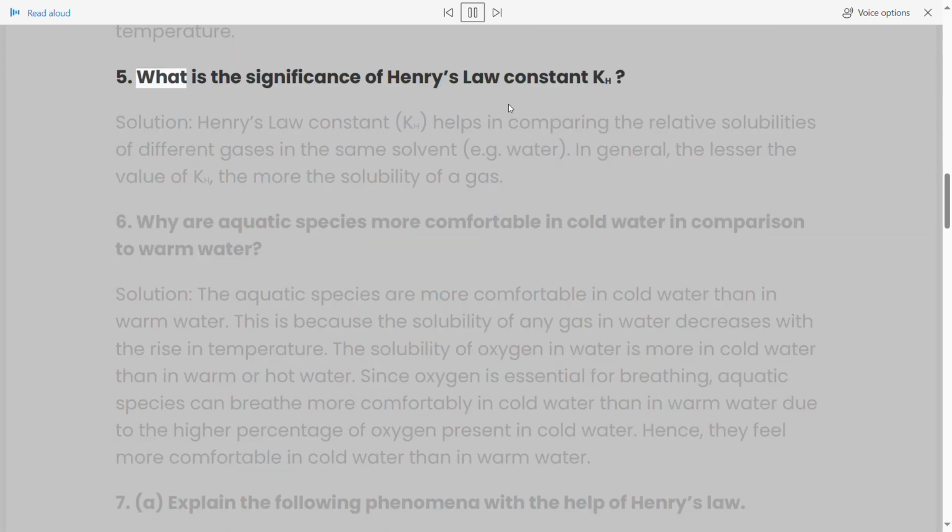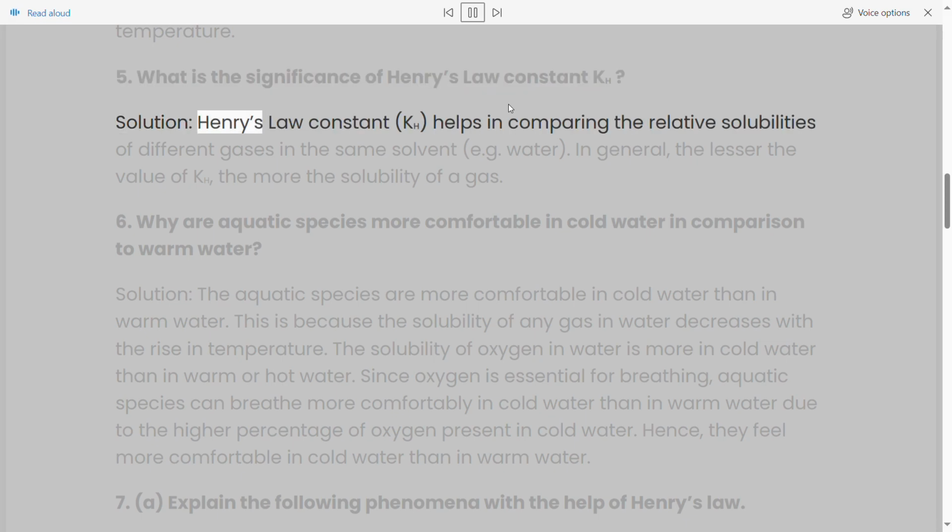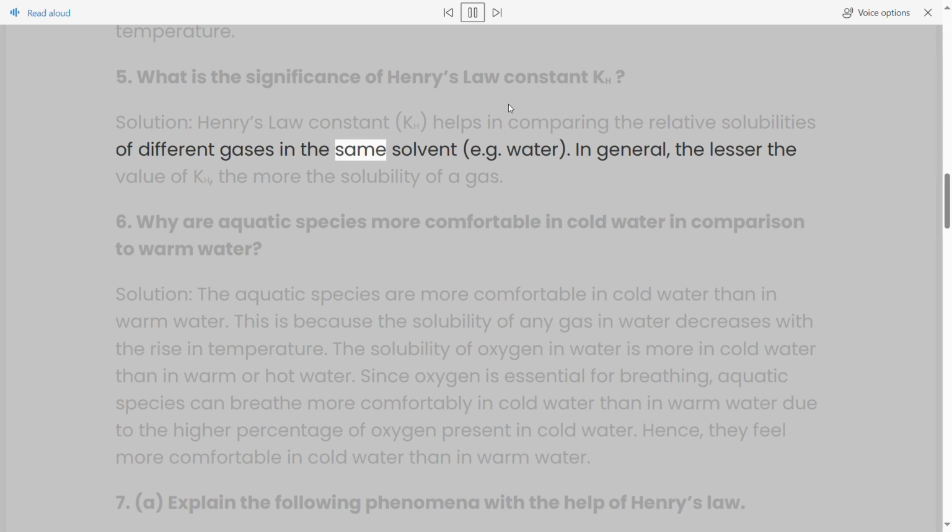5. What is the significance of Henry's law constant Kh? Solution. Henry's law constant, Kh, helps in comparing the relative solubilities of different gases in the same solvent, e.g. water. In general, the lesser the value of Kh, the more the solubility of a gas.